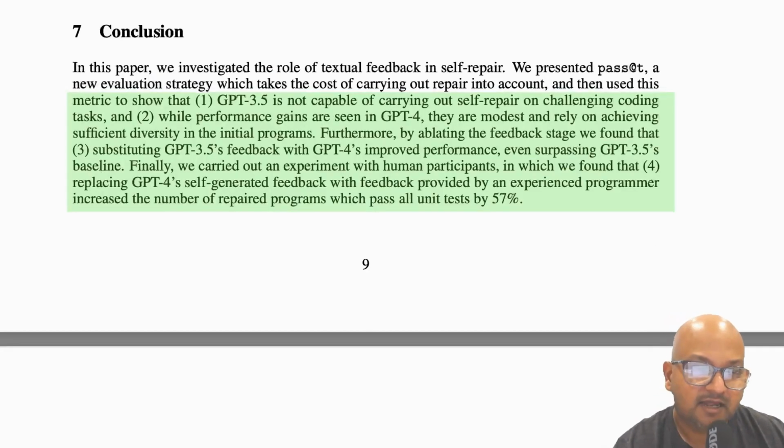So that was a quick look at a paper which tries to take a more rigorous and quantitative look at how self-repair for coding problems works with the GPT series of models. And what they found was that it doesn't work so well with 3.5, it works slightly with GPT-4, but if you incorporate human feedback, you get a bigger improvement in the success rate with self-repair.